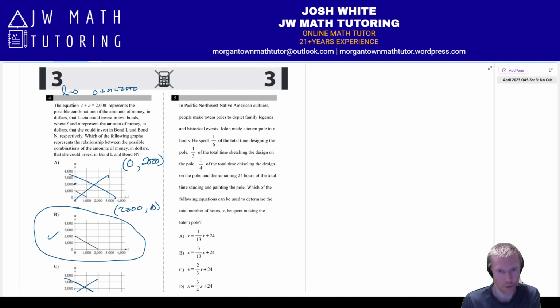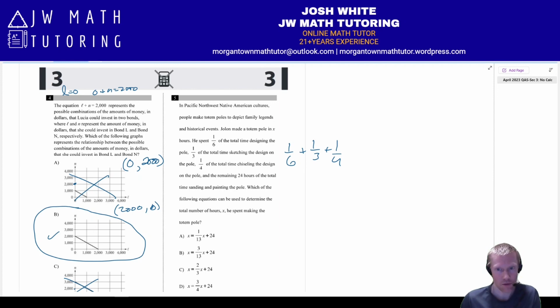which is somewhat difficult. So basically what's going on is he spent 1/6 of his time doing this designing. He spent a third of the time doing sketching, and then he spent 1/4 of the time chiseling. Now, it tells us here that the total amount of time spent was X hours. This person, Jolin, made a totem pole in X hours.